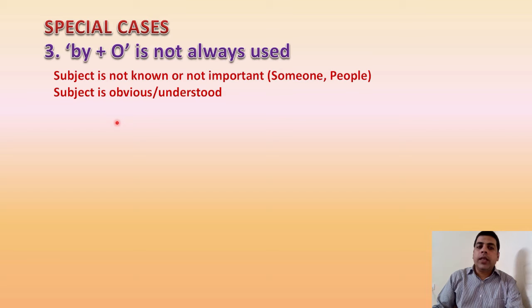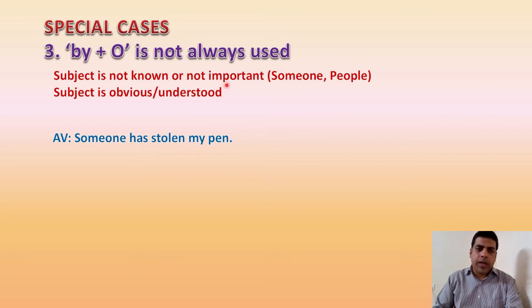If the subject is not known or, let's say, not important, in that case we need not use by plus object. And another case is where the subject is very obvious or understood, or it is supposed to be like that. In that case also we need not use by plus object. If you look at a couple of examples, you will be able to understand it.